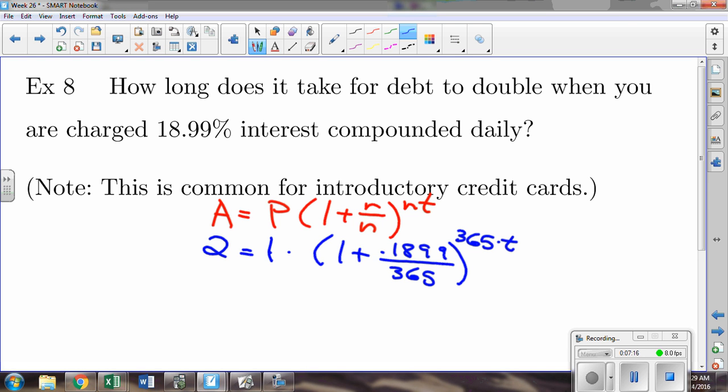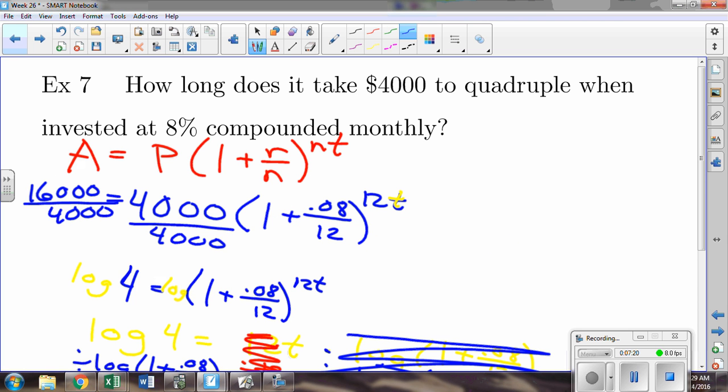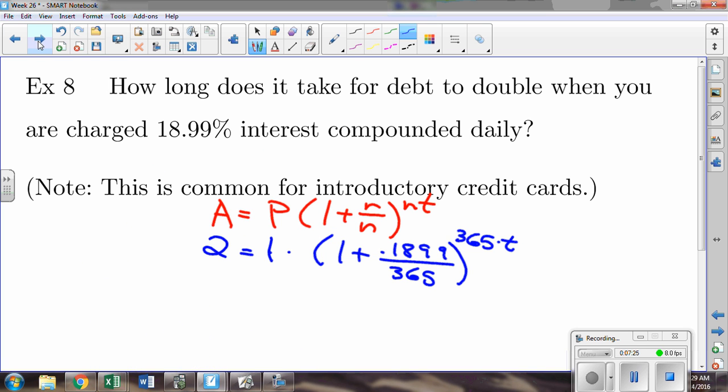The same way that last time when we had a quadruple, it turned out to be a 4. 4 for quadruple. Well, if we're doubling, it's going to turn into a 2. So let's solve it now.